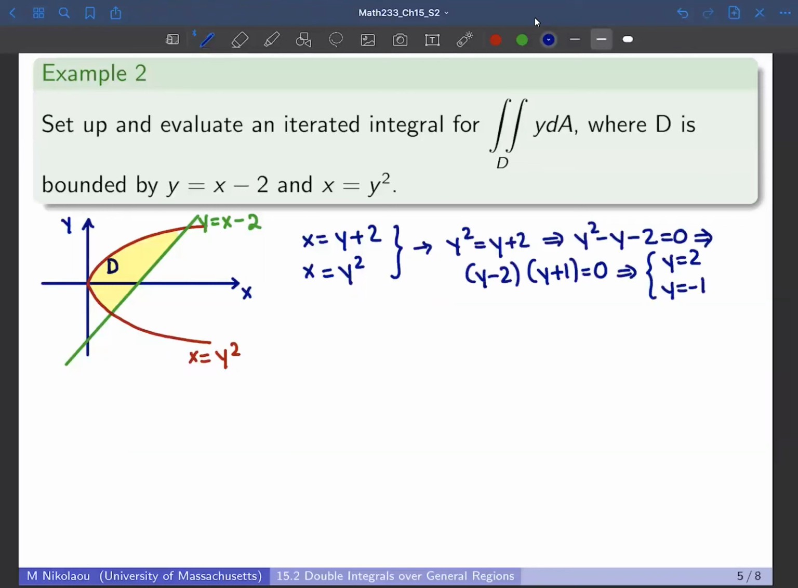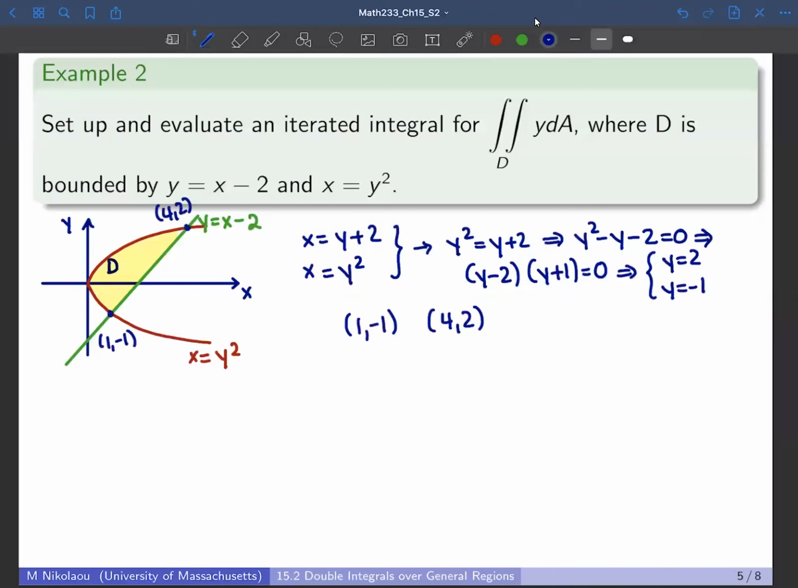So setting y equals 2 and y equals negative 1 in either one of the two curves will give us the two intersection points, the point (1, -1) and the point (4, 2). And these are the points on the graph. The point (4, 2) is up here and the point (1, -1) is down there.